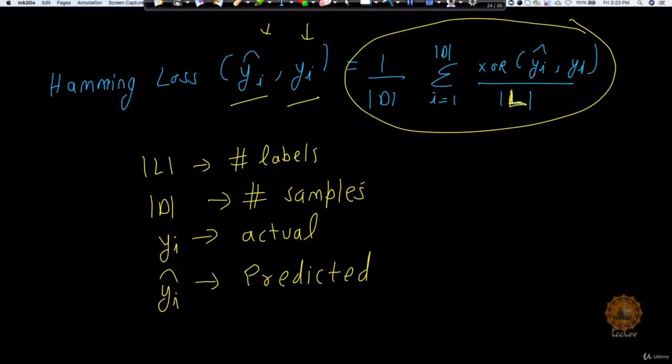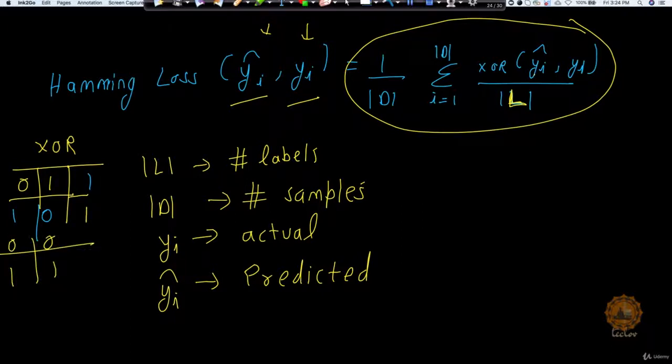Now, if you recall how an XOR gate works, XOR gives 1 if the two values are different. So let's say if I have 0 1, the output is going to be 1. If I have 1 0, the output is going to be 1. But if I have 0 0 or 1 1, I'm always going to get 0. So if they are different, then only I will get 1, otherwise no. So this is going to be the part.